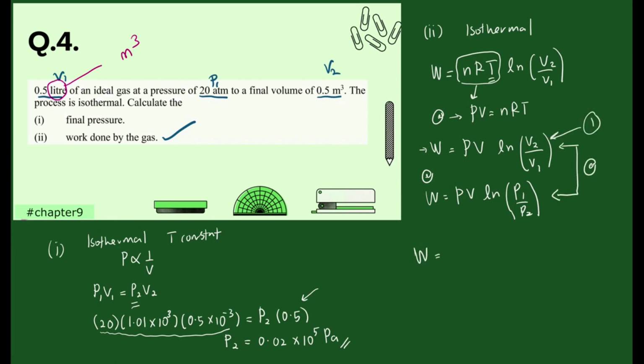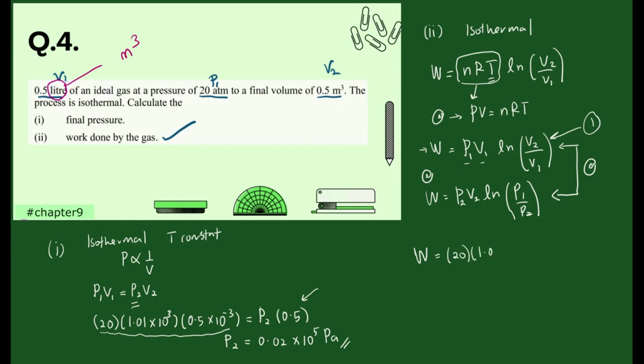So if you want to use P1, here is supposed to be V1. If you want to use P2, here is supposed to be V2. So it's up to you. We have found out all the values. So I use P1 V1. So it's going to be 20.